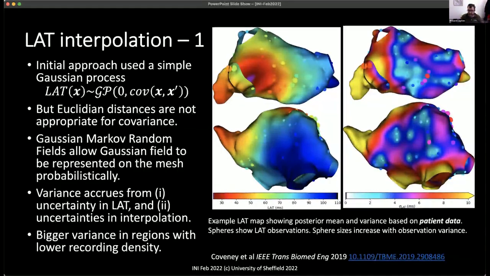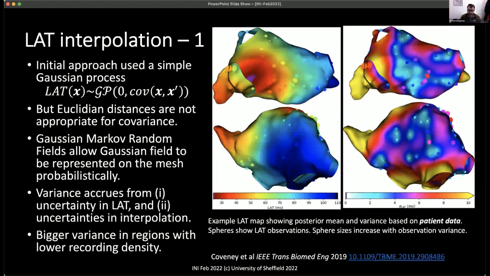So we initially started to do interpolation of these measurements on a mesh from a patient, and we used a simple Gaussian process to do the interpolation. One of the initial problems we encountered was that we can't use Euclidean distances for the covariance in the Gaussian process because we've got a curved mesh which in places folds in on itself.